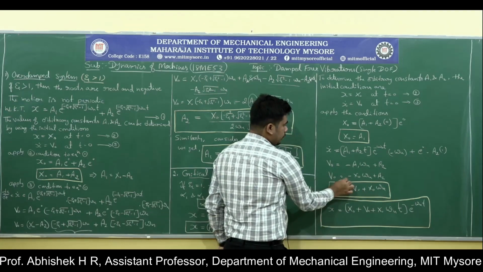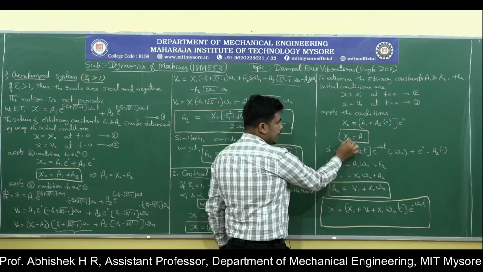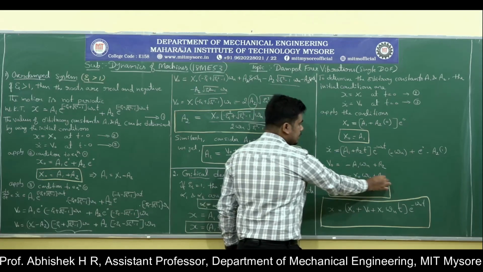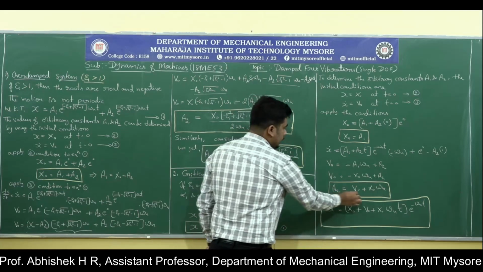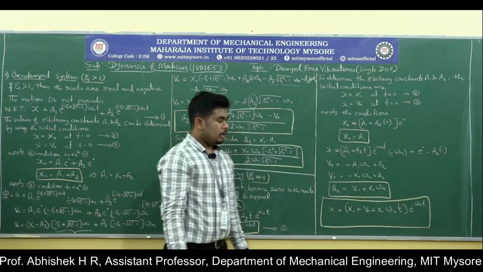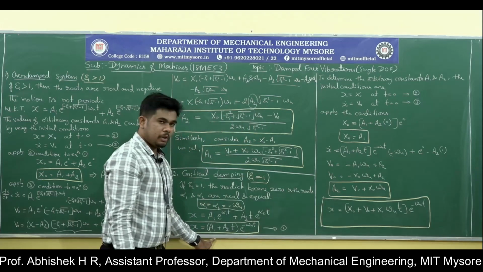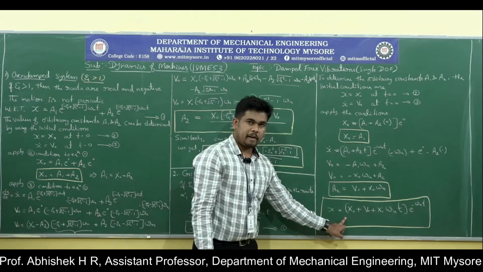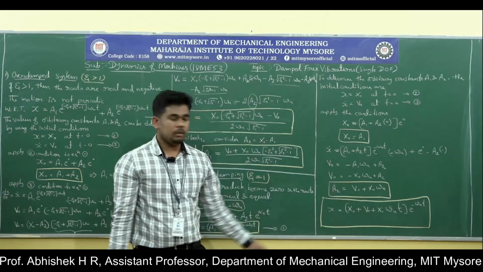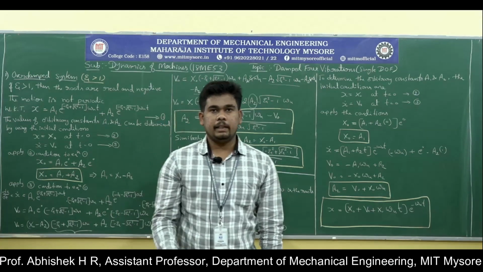So v naught is equal to, in place of a1 I can write x naught, since x naught is equal to a1, so minus x naught into omega n plus a2. So the a2 value is v naught plus x naught into omega n. Now just substitute the values of a1 and a2 in equation number 1, so you will get the final expression. Now we will see the third condition.